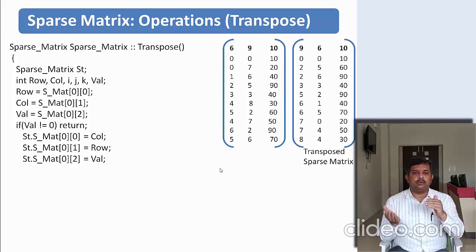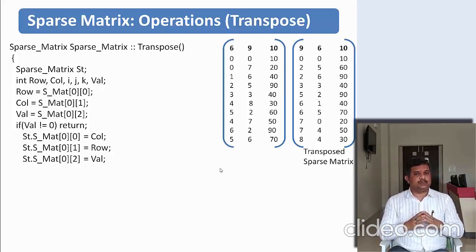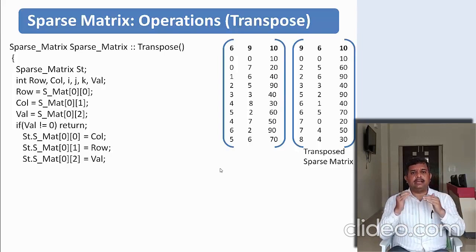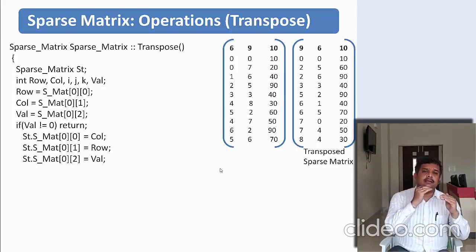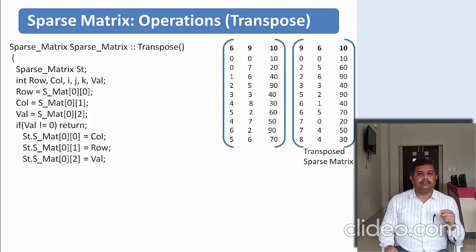Whatever we saved in column, we want to transfer it to the first entry of the transpose matrix. The second entry, that is row, will be transferred to the second entry, and the value will remain the third element in the transpose matrix. 6, 9 and 10 will become 9, 6 and 10. Let us go to details of the algorithm.